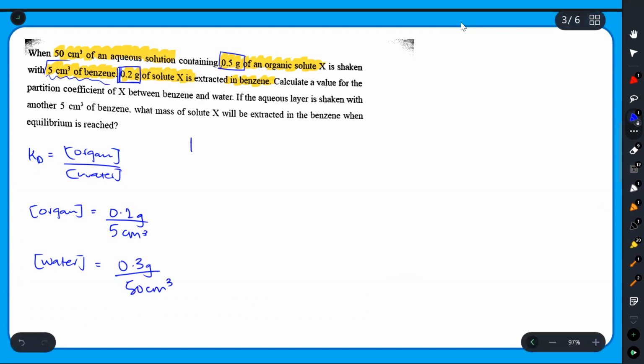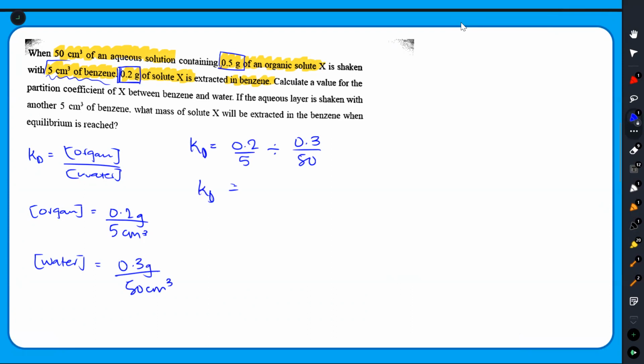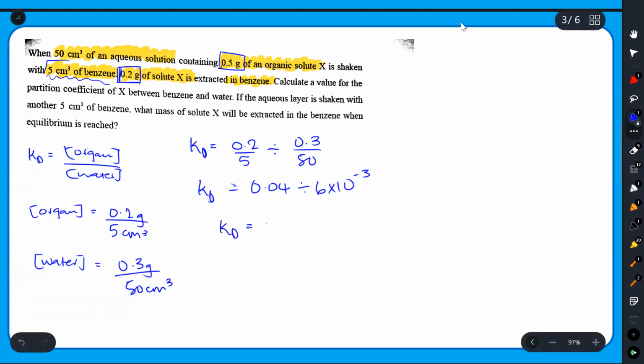So now to find the partition coefficient KD, that's equal to 0.2 over 5 divided by 0.3 over 50. You can put all of this in a calculator or condense them to decimals, where 0.2 over 5 is 0.04, and divided by 0.3, I think we're going to get a recurring or non-terminating decimal for this, but I'm not sure. Okay, the calculator says 6 times 10 to the minus 3, so we'll use that. So 0.04 divided by 6 times 10 to the minus 3, the KD is going to be equal to 6.7. Now we can continue to the second part of the question.